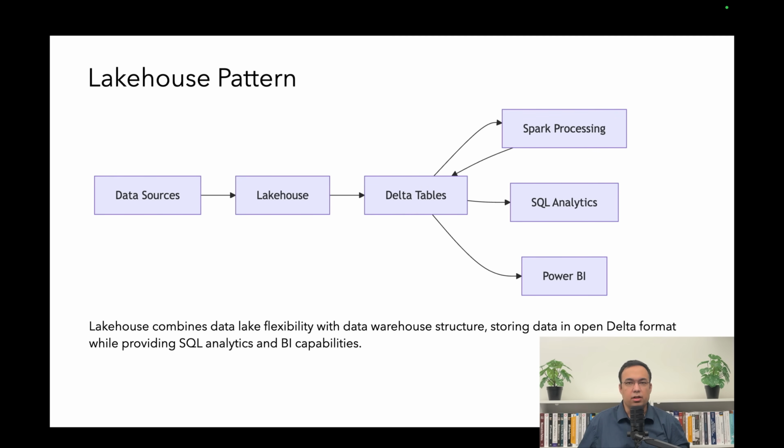Now let's talk about the Lakehouse pattern, which is one of the core workload types in Fabric. The Lakehouse pattern combines data lake flexibility with data warehouse structure. So what does that mean?